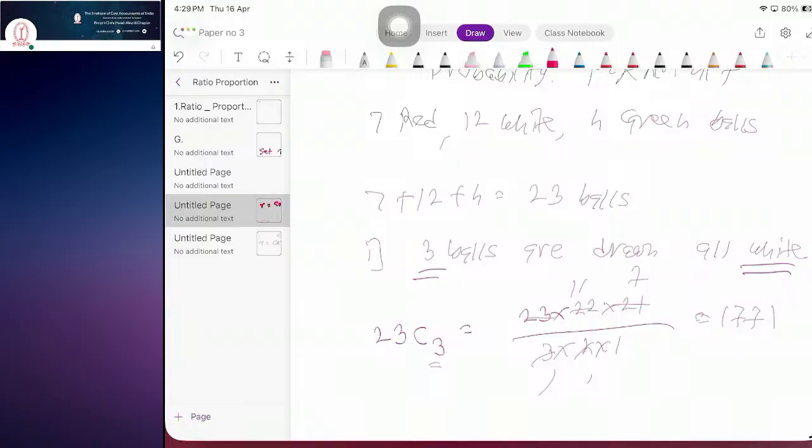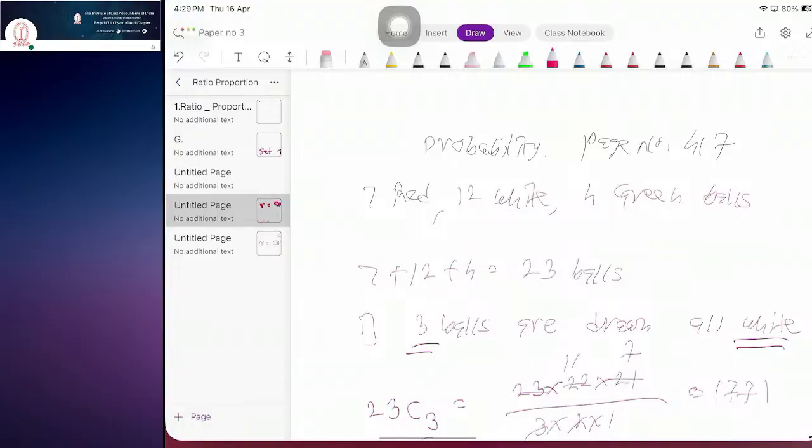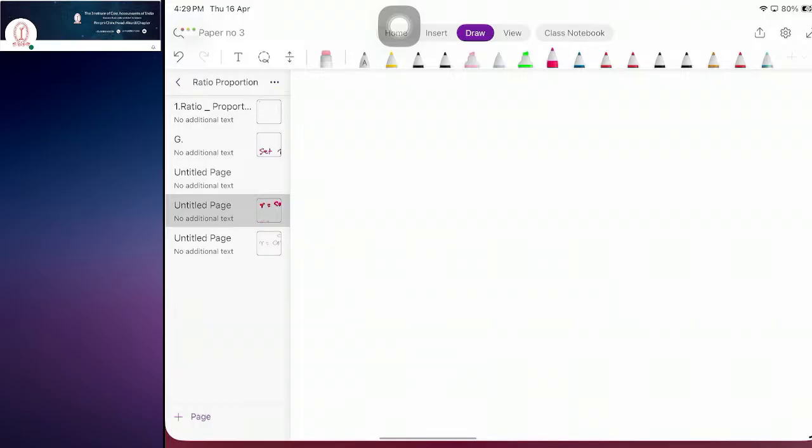But the question is, you want to select 3 white balls. How many white balls are there? There are total 12 white balls. So in that case, the answer will be 12C3. Out of 12 white balls, you have to select the 3 balls. So that will be 12 multiplied by 11 multiplied by 10 divided by 3 into 2 into 1, that is 20 multiplied by 11. So that answer comes out to be 220.